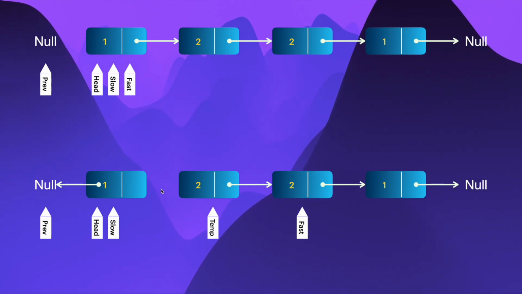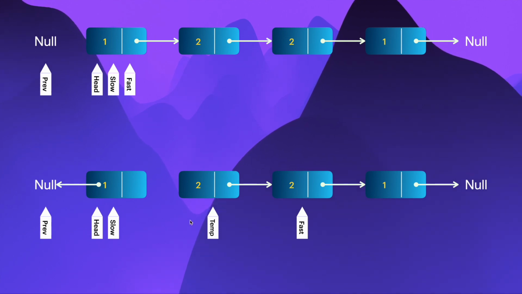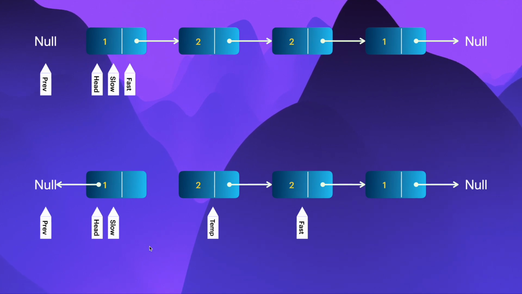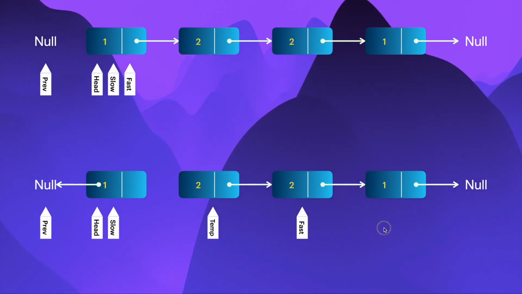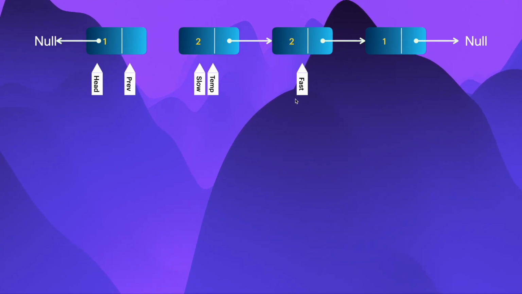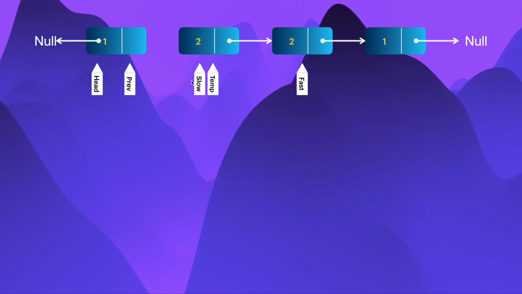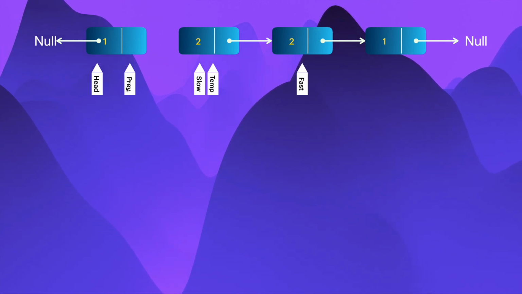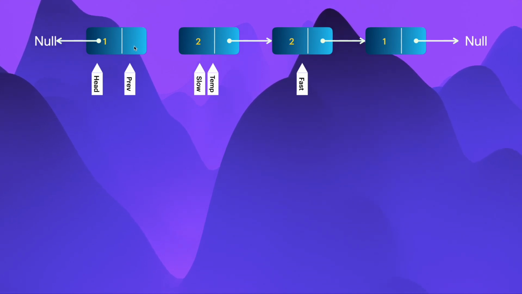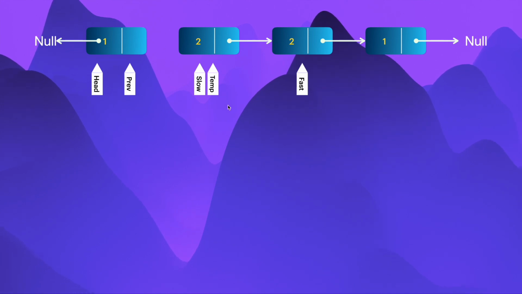So we keep track of this node with a temporary pointer. After changing this link, we will increase the previous and slow pointers by one step. After increasing them, the scene is going to be this: the fast pointer is pointing at the third node, the slow pointer will be pointing at the second node, and the previous will be pointing at the first node. The first node's next is pointing towards the null. So here you can see we are just reversing the linked list.